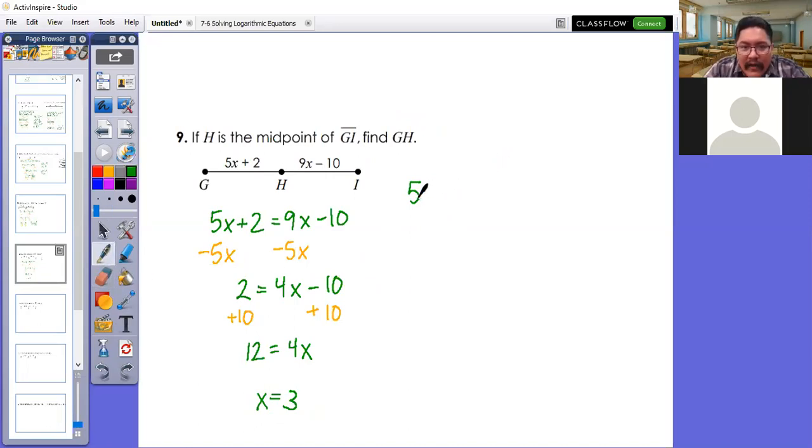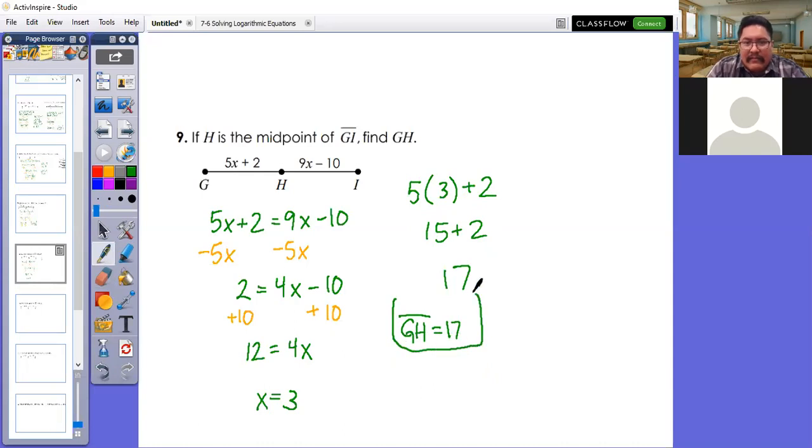So I'm going to go ahead and take 5 and take out the X and replace it with 3. 5 times 3 would be 15 plus 2. And that means that GH is 17. Now to write the answer, GH equals 17. And I'm going to put the little line segment mark on top of it. That way, again, we're marking what we're working with, because it asks for the length of GH.